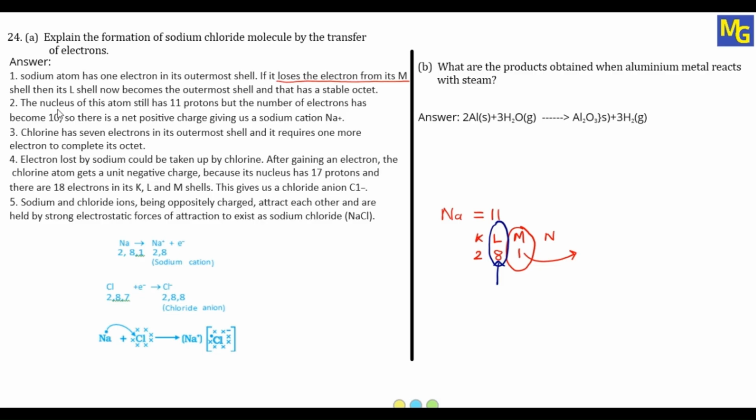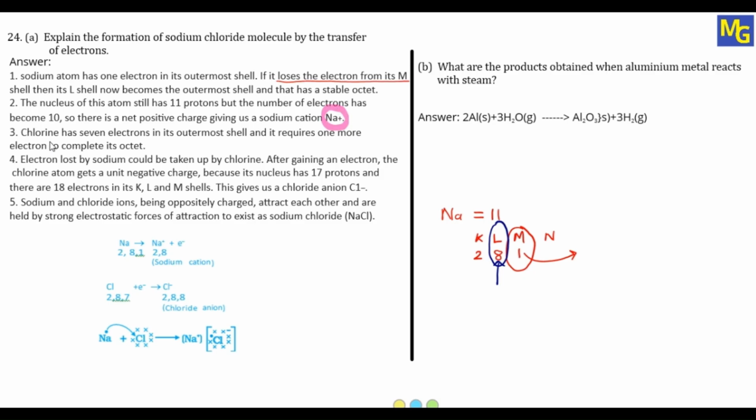Now see the second point. The nucleus of this atom still has 11 protons, but the number of electrons has become 10. So there is a net positive charge, giving us the sodium cation. Atomic number was 11, which means it has 11 protons as well as 11 electrons, but we have removed one electron. So protons are 11 only, but electrons became 10. Protons are more and therefore sodium will get a net positive charge, which we can write as Na+.